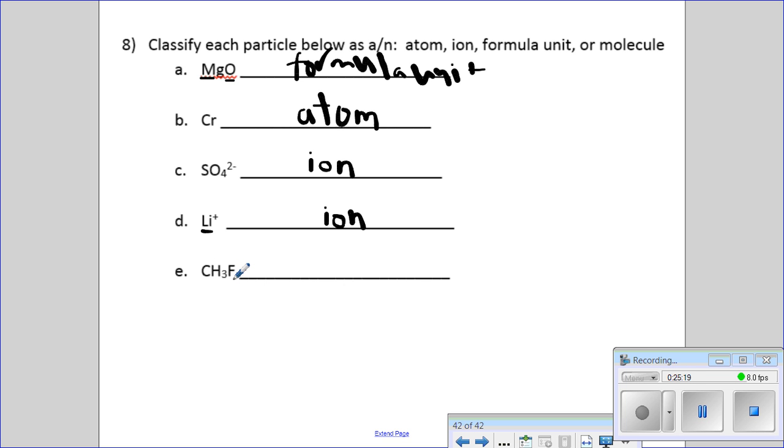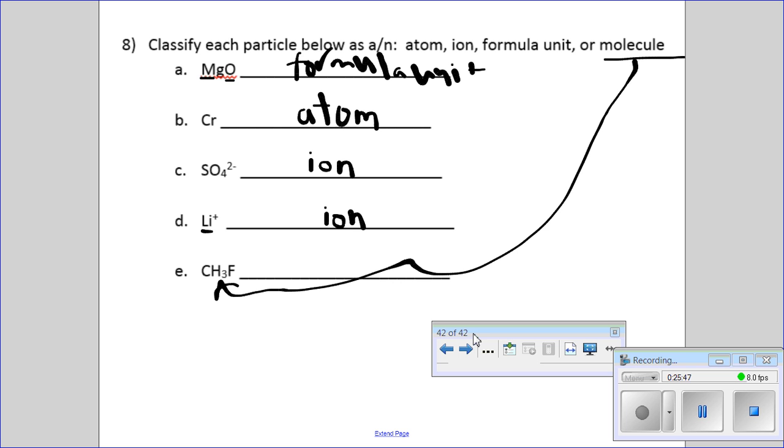All right, and last, CH3F. There's no charge, so it cannot be an ion. There's more than one atom, therefore it cannot be an atom. And if I look at my formula, there are only nonmetals present. So molecules only involve nonmetals, not metals. So this is going to be a molecule. And that concludes your practice quiz.